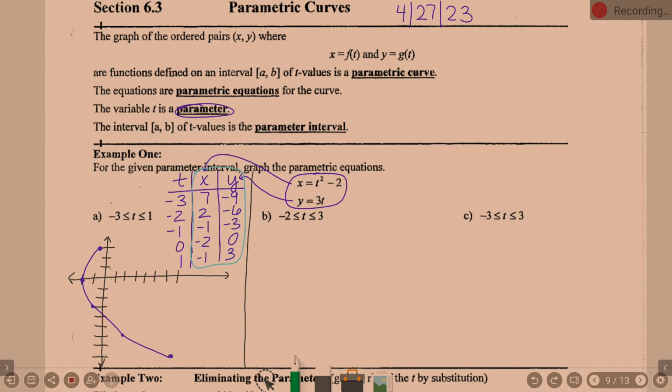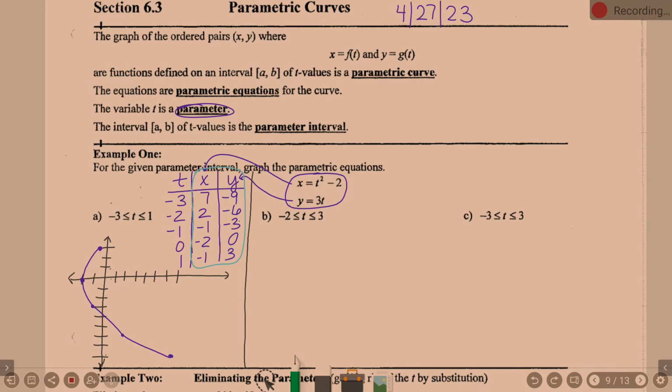Now, what does B change up? The t values. What do you notice about those t values? They're between negative 2 and 3. Mm-hmm. Now, I love to cheat off myself. Not cheat off other people. There's a difference. Cheat off myself. How can I cheat off myself here?